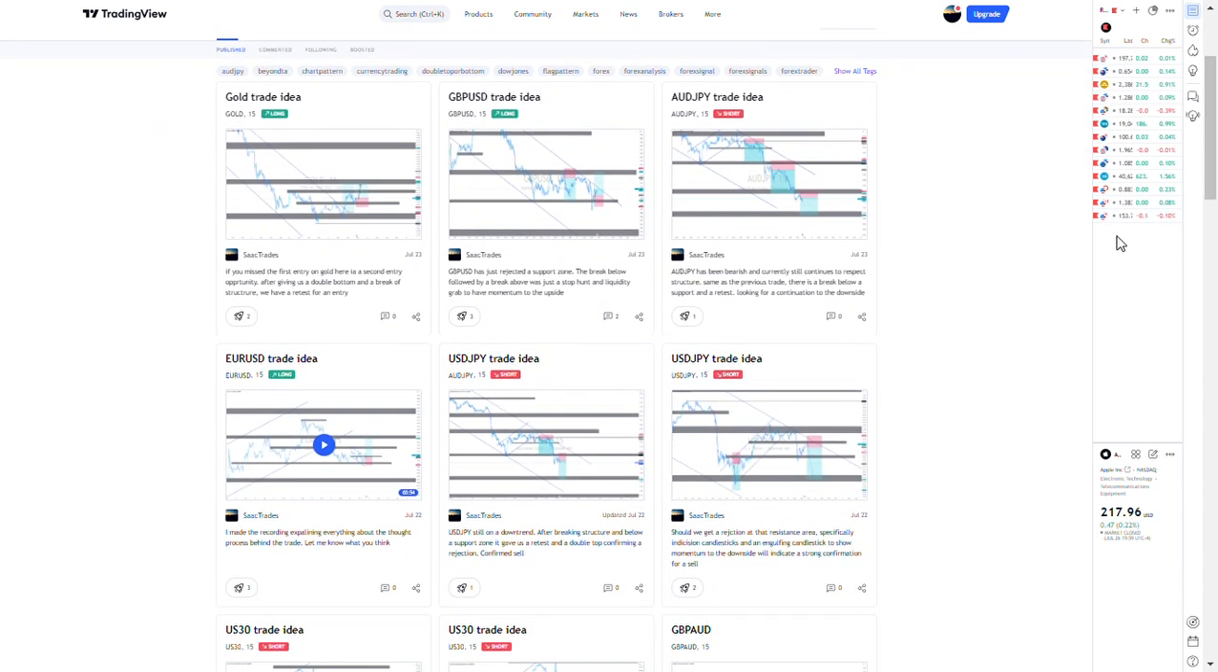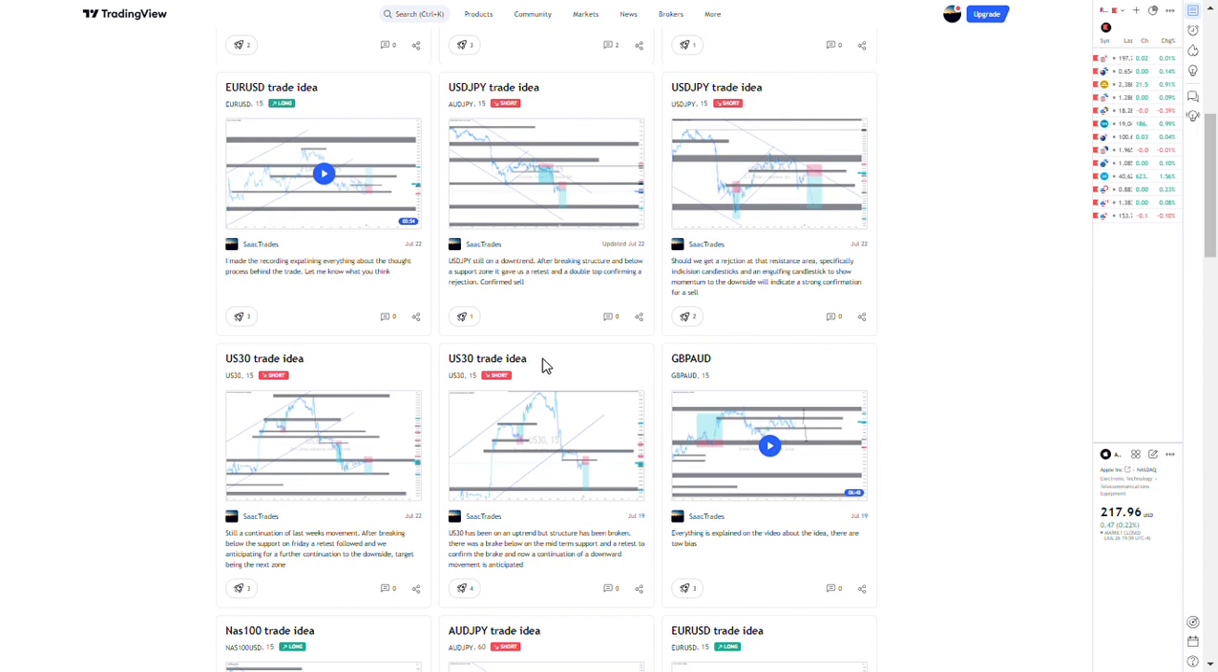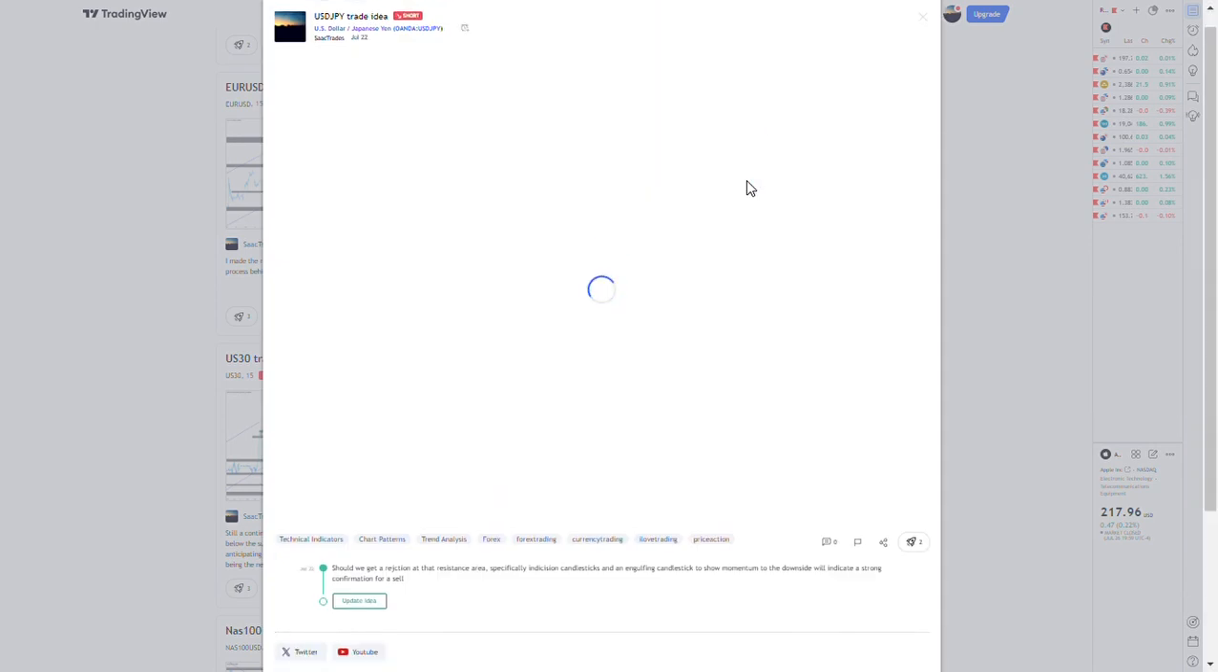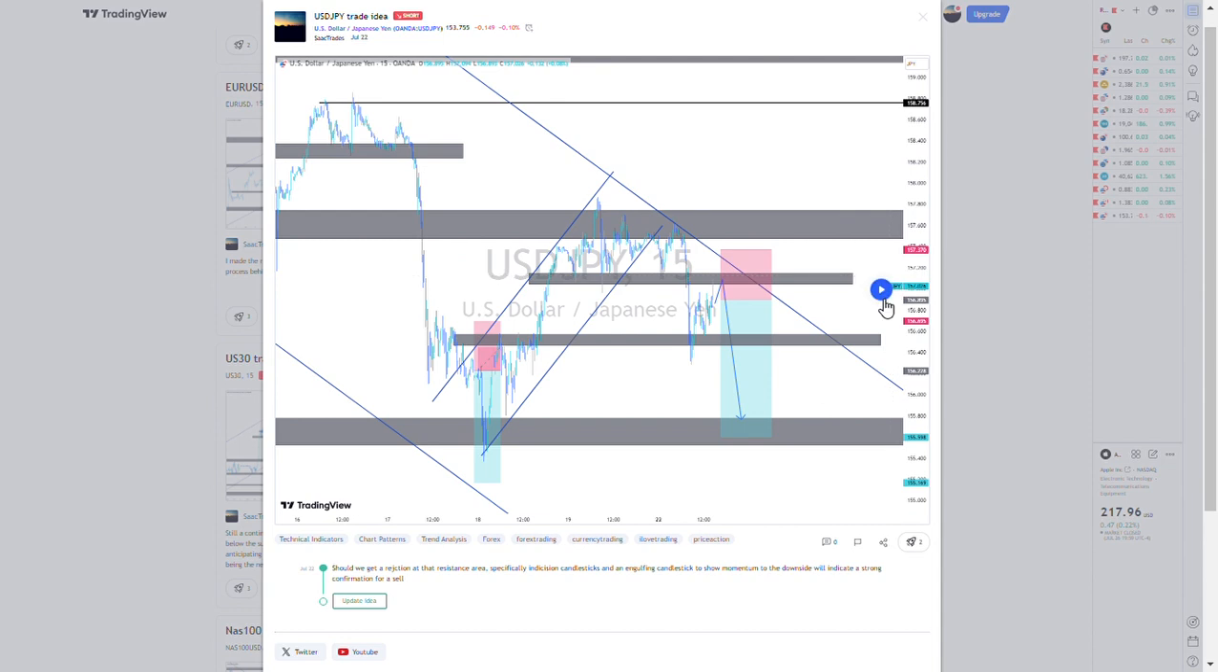The second one that I sent was, let me check there, because we just looked at this one for USDT. So it was this one for USD JPY. Let's look at it and see what actually happened. First of all, I said, should we get a rejection at the resistance area, specifically indecision candlesticks and an engulfing candlestick to show momentum to the downside, we still indicate a strong confirmation for a sell. As you guys can see, it was still a downtrend and the market was in this short-term bullish trend, but then it rejected at this resistance area and then broke structure and then came back for a retest again, broke below this support and then went down.